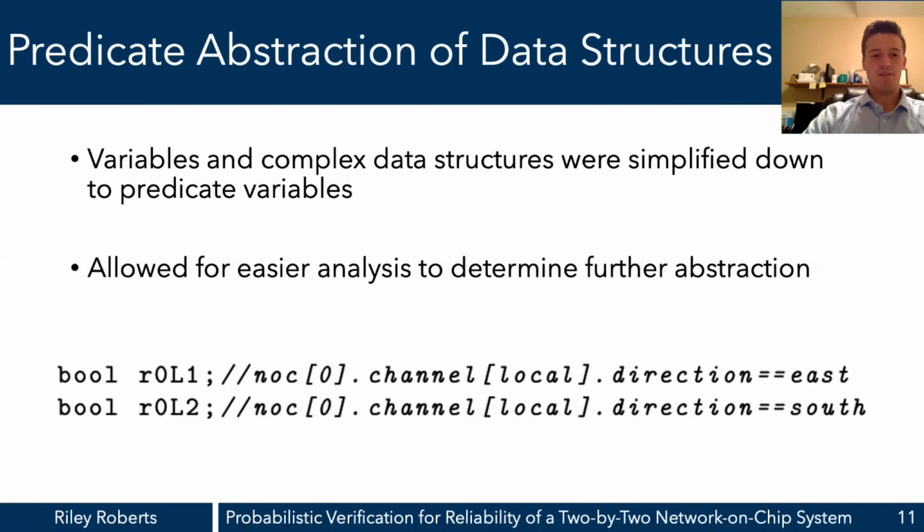Here we can see how we did this mapping, where we have a Boolean variable R0L1. R0 corresponds to router 0, which matches the previous data structure here, NoC, with the 0th index. L indicates the local channel, as we can see here, and 1 indicates that that was the east direction. We did this with all of the complex data structures in the model.